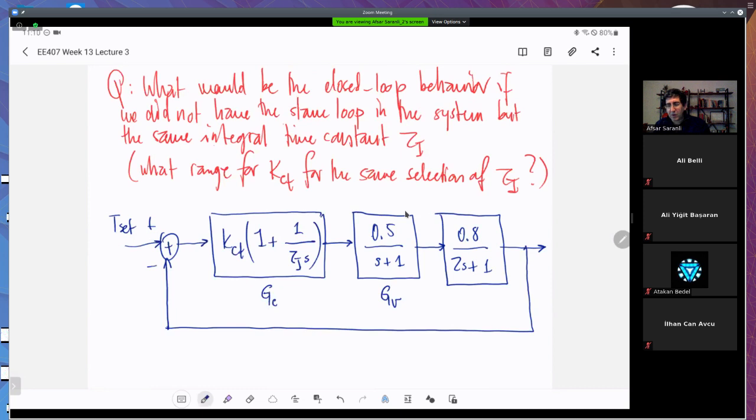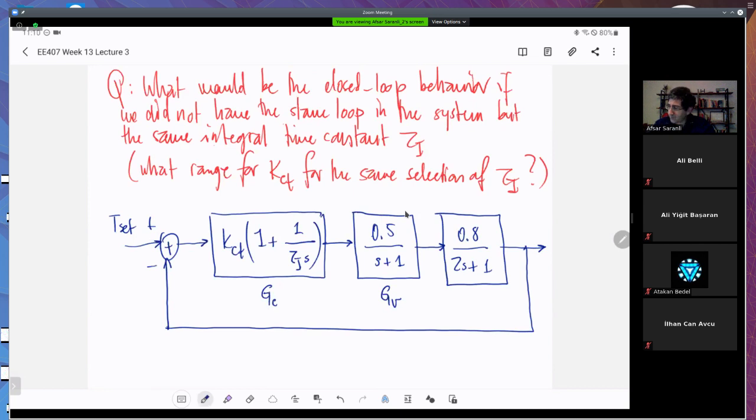Obviously, you may ask many different questions. For example, you might ask, what if the disturbance was there, but the inner loop did not exist? What happens then? What's going to be the transfer function for the disturbance, and so on and so forth? But for the time being, we are just studying what happens with respect to the set point.